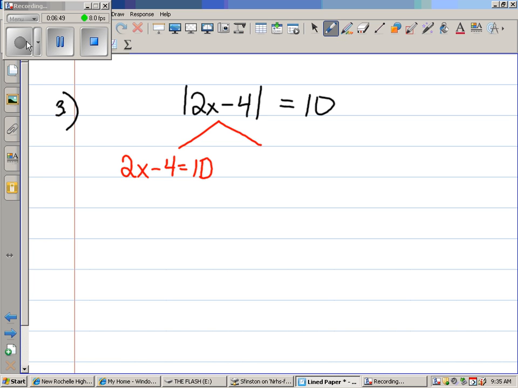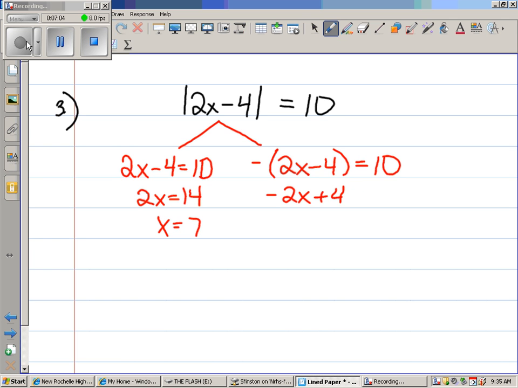So this is going to be 2x minus 4 equals 10. And then we're going to solve them real fast. This is going to be 2x equals 14. X equals 7. Then this is going to get distributed inside. Negative 2x plus 4. Right?